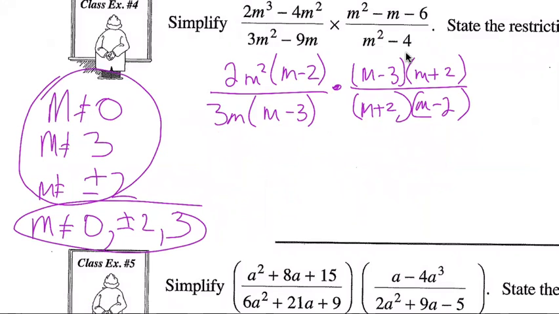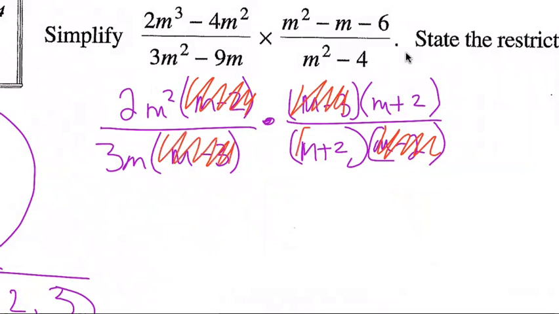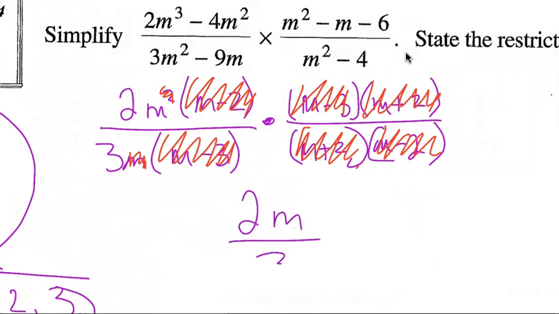Well, what's going to cancel? Switch colors, let's go to red. M minus 2, m minus 2 will cancel. M minus 3, m minus 3 will cancel. M plus 2, m plus 2 will cancel. This m will cancel with one of these. That's going to leave me with 2m all over 3.